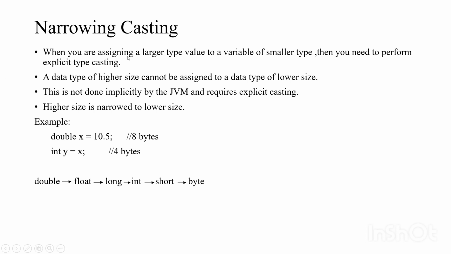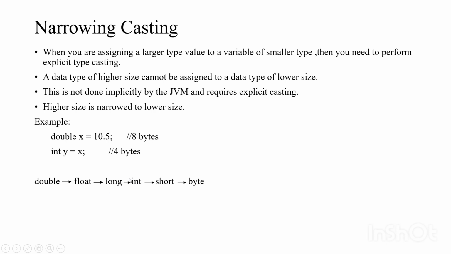Here, when you are assigning a larger type of value to a variable of a smaller type, then we need to perform explicit typecasting. It means in narrowing casting, a data type of higher size cannot be assigned to a data type of lower size implicitly. Okay, this is not done implicitly by the JVM. It requires explicit casting, and the higher size is narrowed to the lower size.